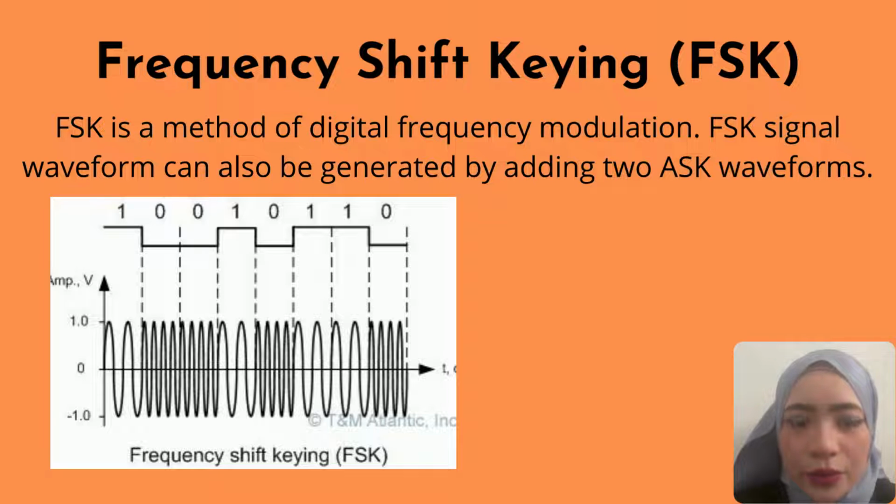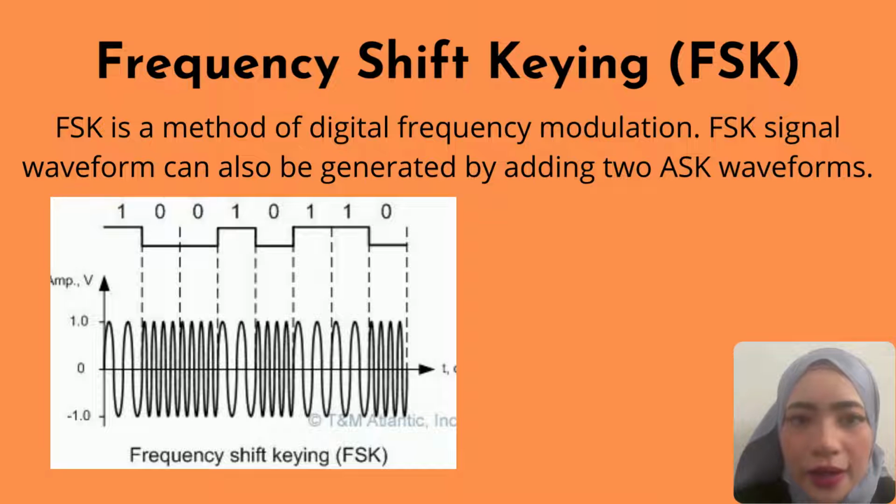FSK is a scheme of frequency modulation. As shown in the slides, is the diagram for FSK modulated waveform along with its input. The output of a FSK modulated wave is high in frequency for a binary high input and is low in frequency for a binary low input. The binary ones and zeros are called mark and space frequencies.